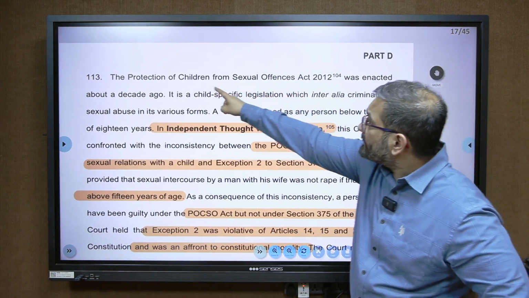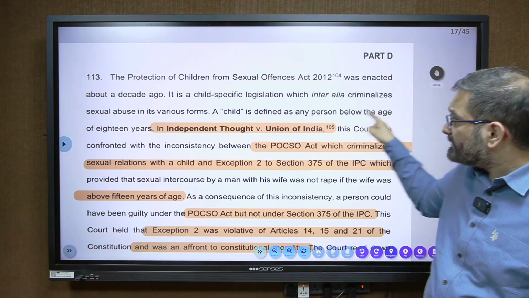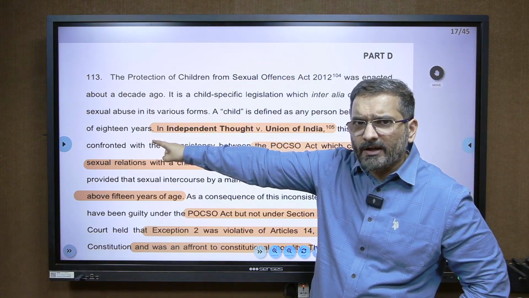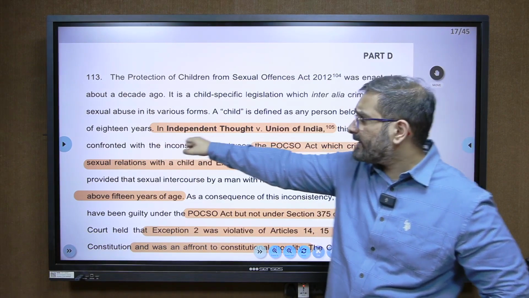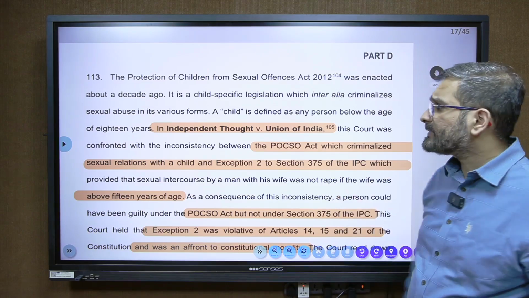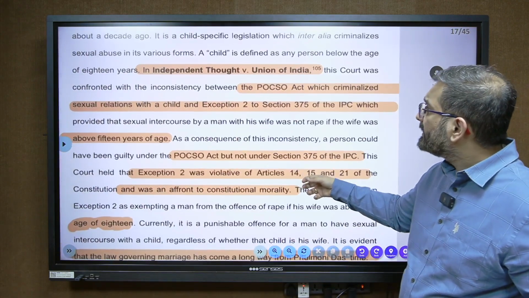As per the Protection of Children from Sexual Offences Act 2012, a child is defined as any person below the age of 18 years. This is absolutely crucial, and has been asked again and again in every exam that you can think of, the higher level law exams. Then in Independent Thought versus Union of India, standard question hai.